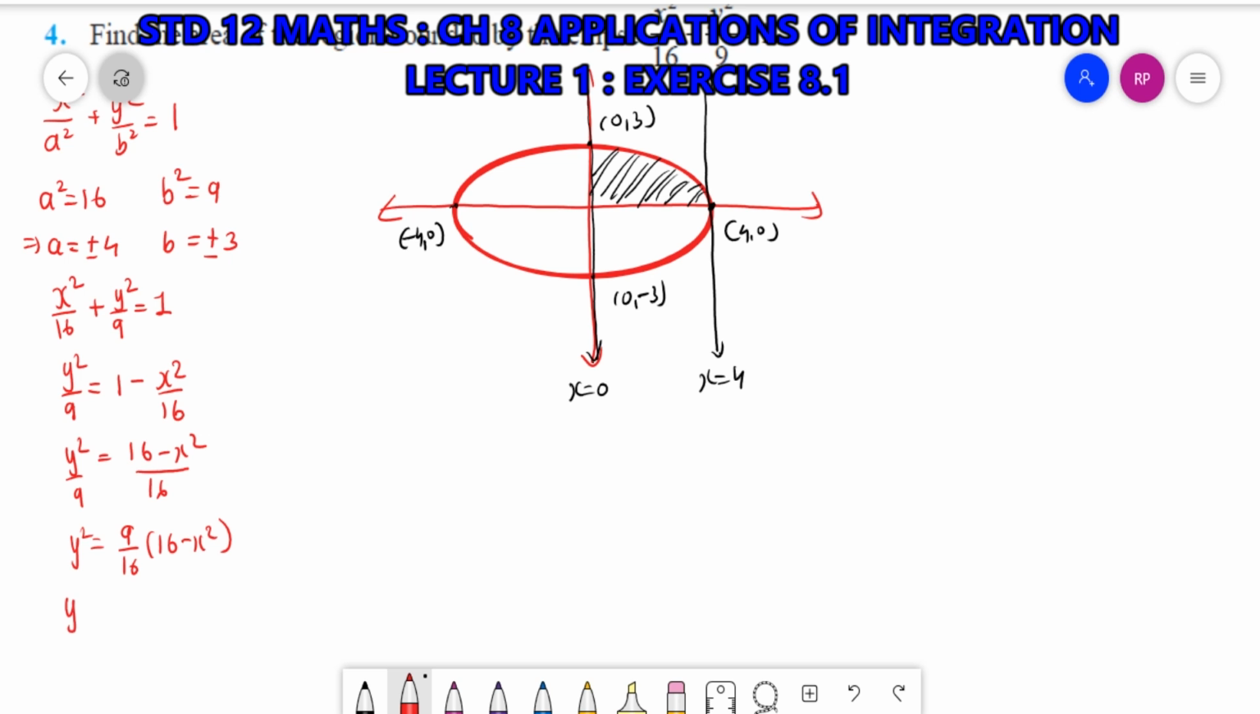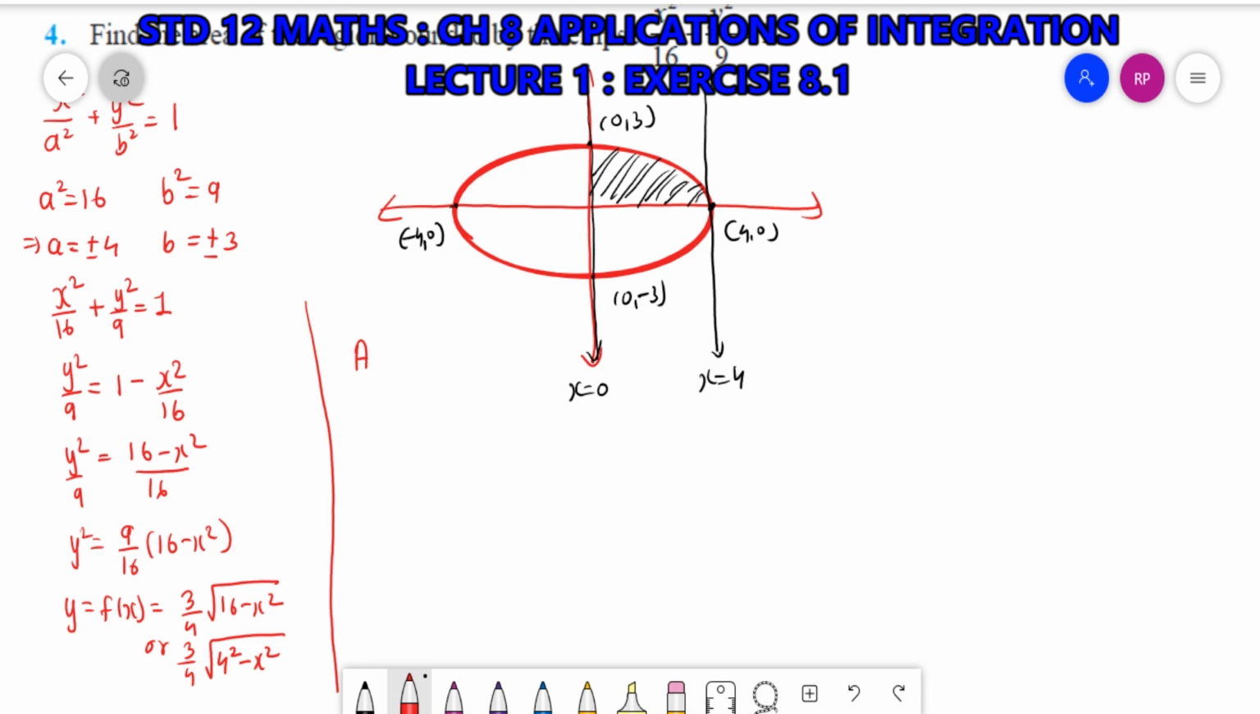So y, that will be equal to f(x), that will be equal to square root of this, that is 3 by 4 square root of 16 minus x square, or 3 by 4 square root of 4 square minus x square. Okay, so we got f(x).